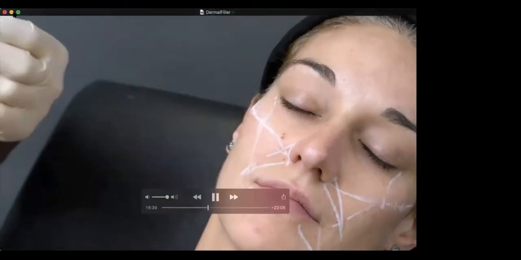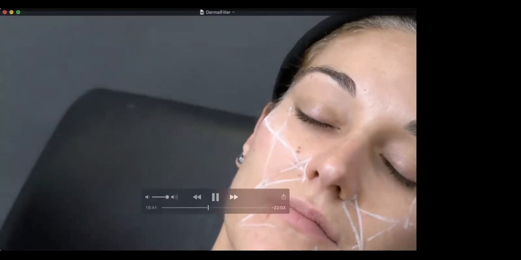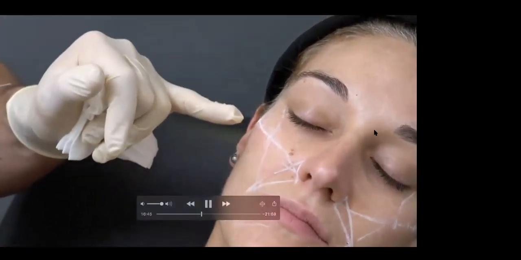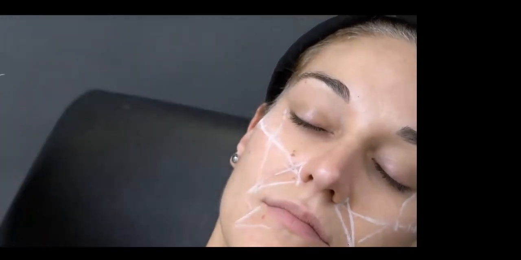That's great. And we're going to inject over 3 points. We're going to inject 0.2, 0.2, and 0.1. That's ml. The amount that you will inject will depend on your initial analysis of each individual patient.